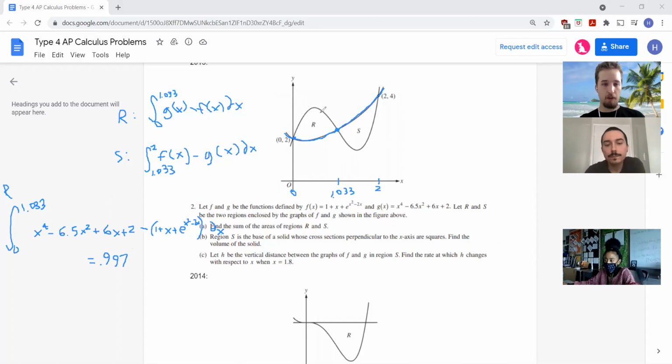So just to review, for this first region, R, g is the top function, and we're subtracting the bottom function f. And that's how we get region R, and it's going from 0 to 1.033 from the calculator right here. And so we can do the same thing for S.